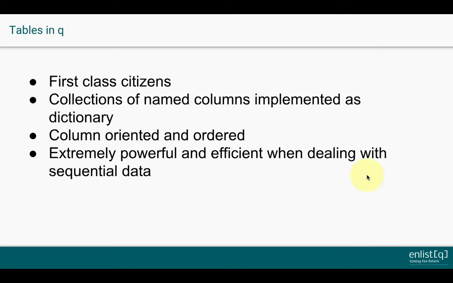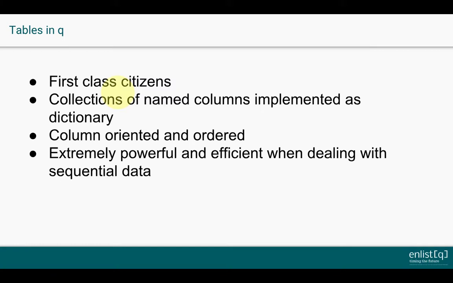So what are Q tables, really? Tables are first-class citizens in Q, which means just like lists and dictionaries, they live in memory. They're a collection of named columns implemented as a dictionary. This makes them column-oriented as opposed to row-oriented, as relational databases are. Additionally, because lists are ordered in Q, this also makes columns ordered, which is different from relational databases where rows are not ordered. This combination of having ordered data in columnar format makes KDB tables extremely powerful when it comes to storing, retrieving, and computing sequential data such as time series data.